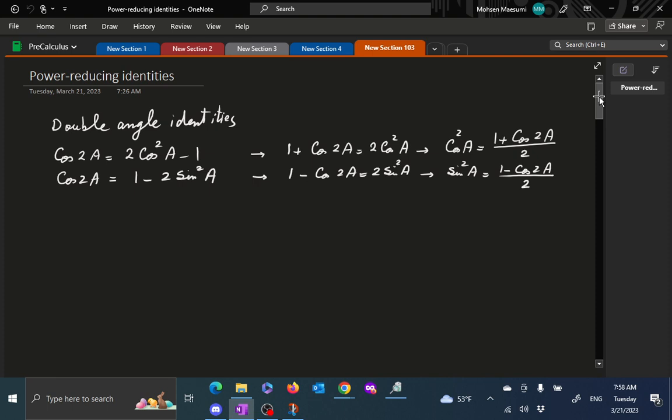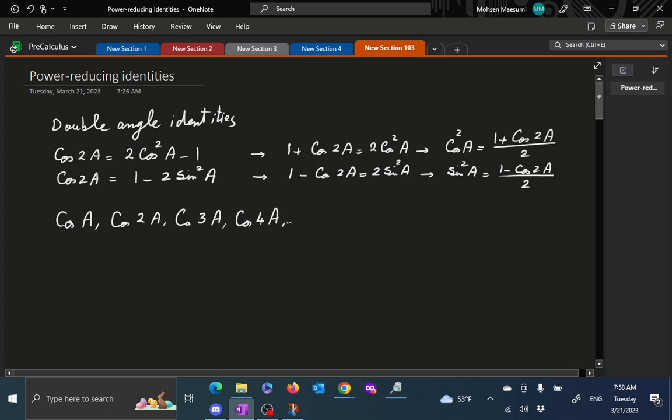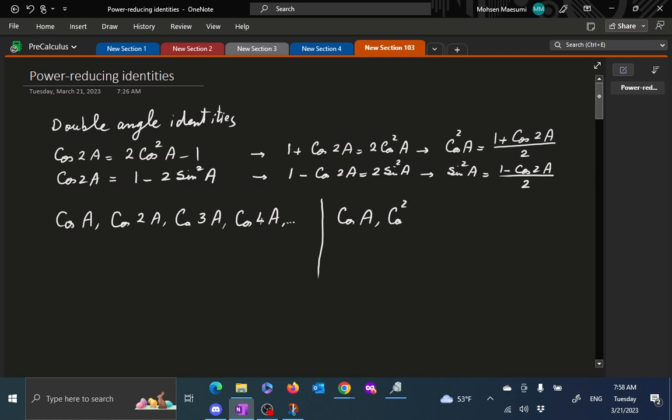So the idea is we can have trig functions applied to an angle, applied to twice that angle, applied to 3 times that angle, applied to 4 times that angle, and so on. Or we can have that trig function and square of it and cube of it and power 4 of it, and so on.